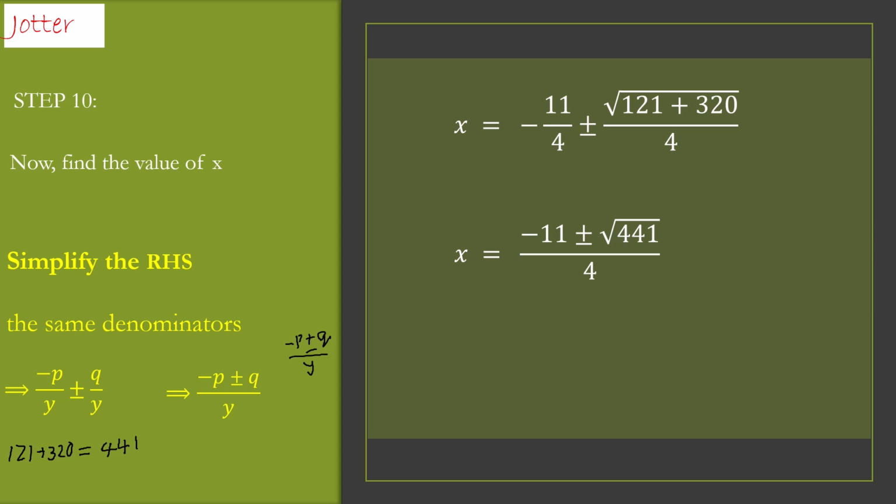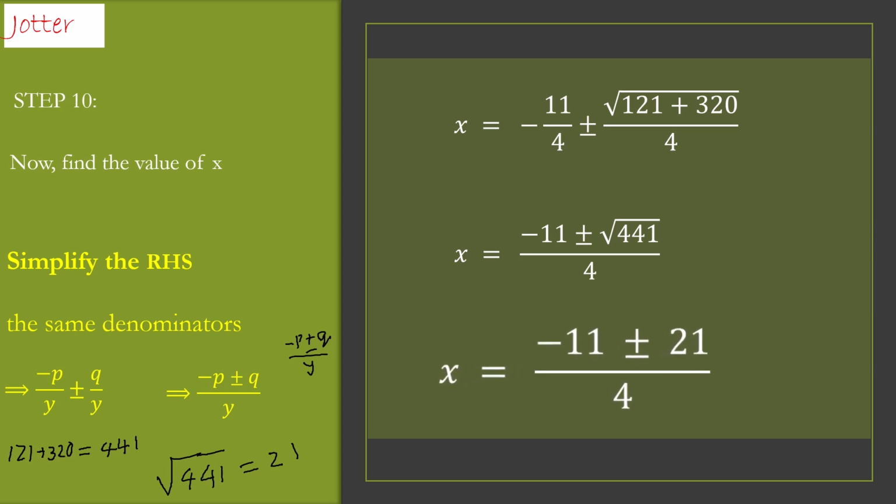And square root of 441 is 21. This 21 times 21 should give us 441. So we have that expression. That gives us the value of x. And like we said before, because it's a quadratic equation with x to the power 2, we now have two roots, in minus 11 plus or minus 21 over 4.